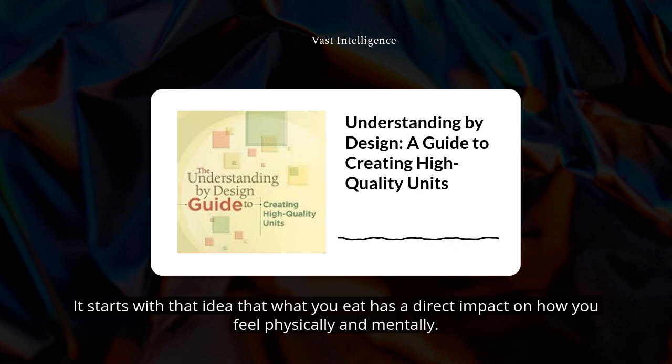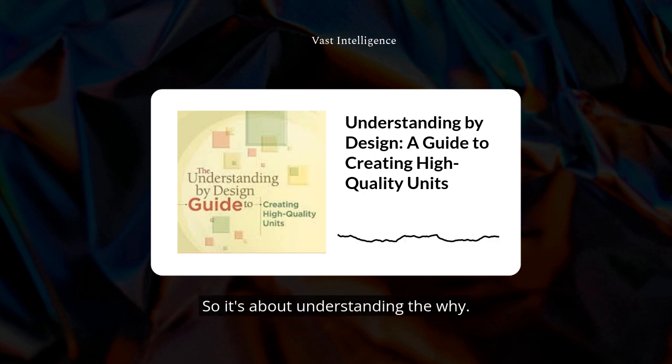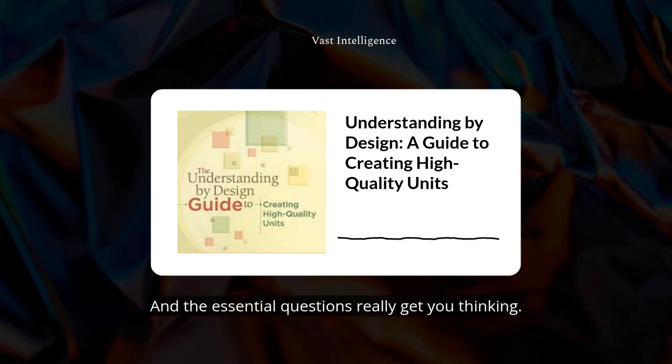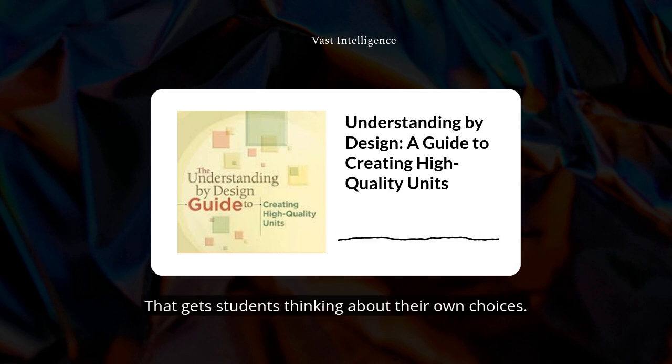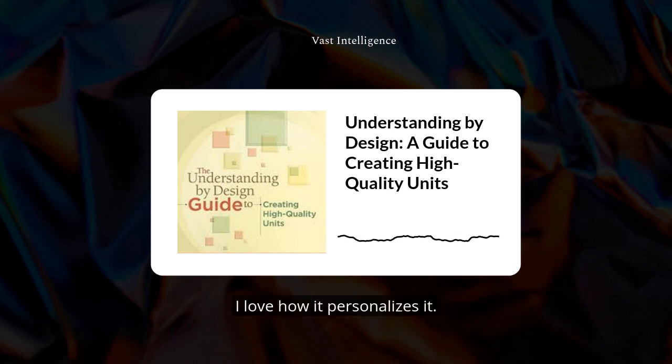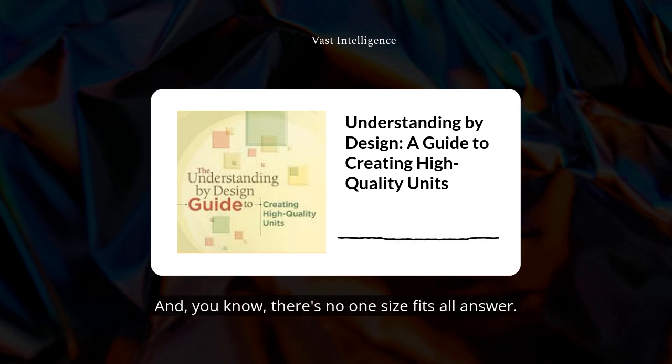It starts with that idea that what you eat has a direct impact on how you feel, physically and mentally. So it's about understanding the why. Exactly. And the essential questions really get you thinking: what should we eat? And are you a healthy eater, and how do you know? That gets students thinking about their own choices. I love how it personalizes it. It makes it about them. It's not some random concept. It's about their well-being. And there's no one-size-fits-all answer. Right. It's about what works for you.